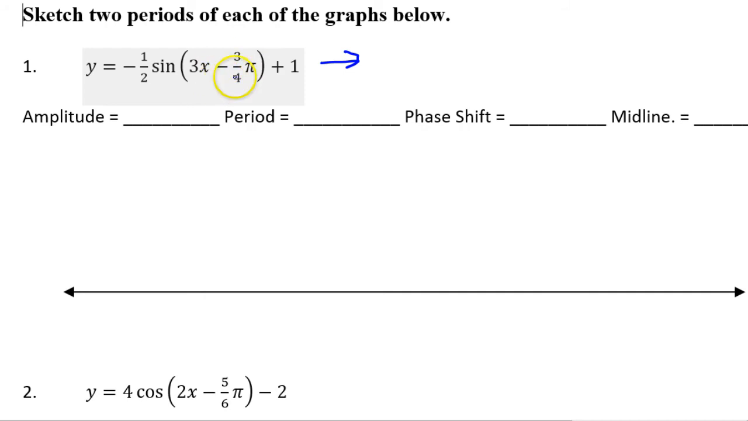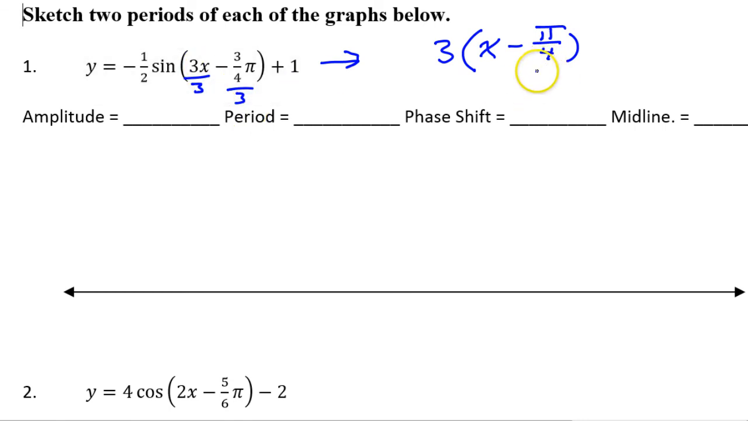But before I do anything else, I really would like to fix this garbage that's inside of the parentheses. Please don't look at this and think that the phase shift is going to be right 3 pi over 4. We have to pull that 3 outside. We have to factor it out. So if I pull the 3 out, I'm going to have x minus pi over 4. I'm just dividing by 3 on both sides.